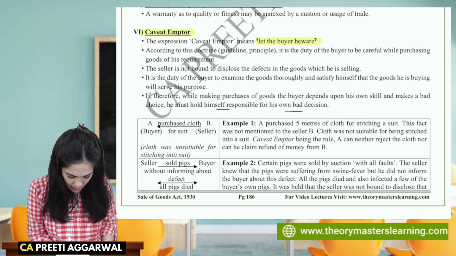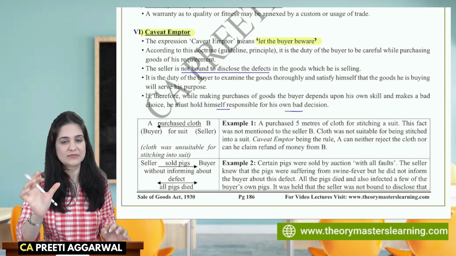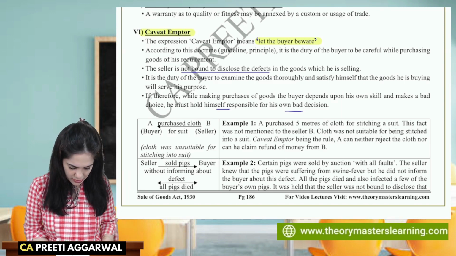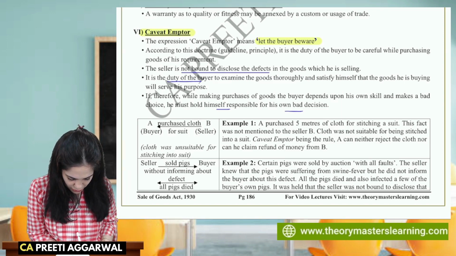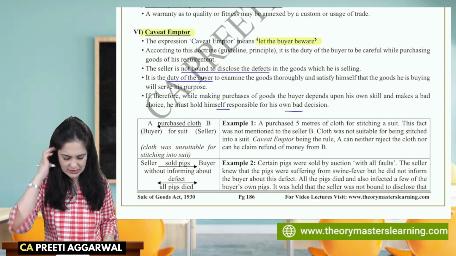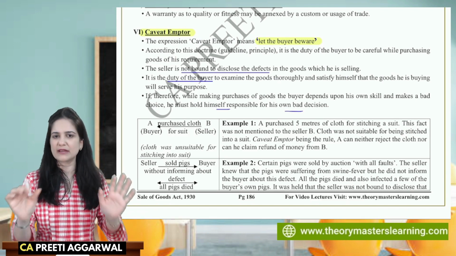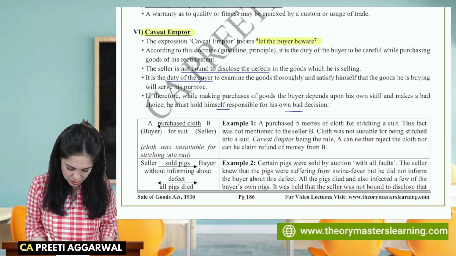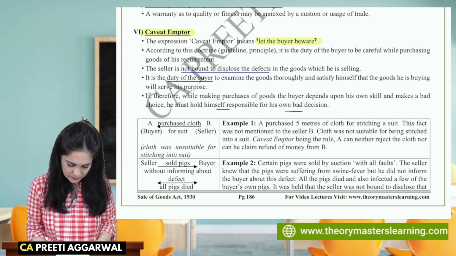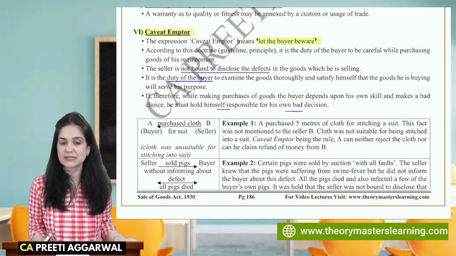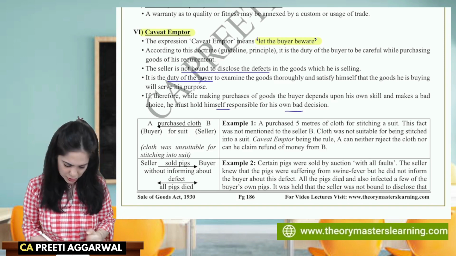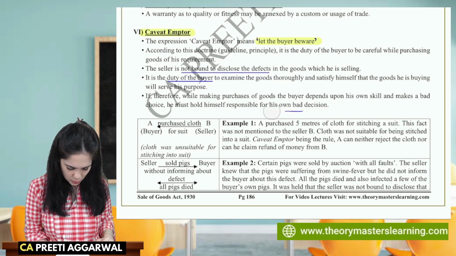Seller is not bound to disclose the defects. This is something which is expected by the examiner. You have to write this in your answer. It is the duty of the buyer, so you need to mention the word duty, to thoroughly inspect and satisfy himself that the goods which he is buying will serve his purpose. So while making the purchase, if the buyer depends on his own skill and he makes a bad choice, he will have to hold himself responsible for his own bad decision. So this you can frame and write in your own words.